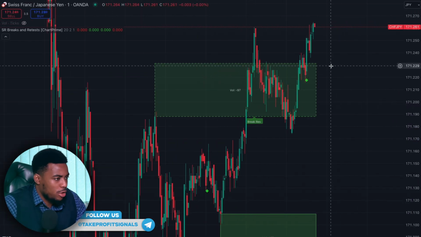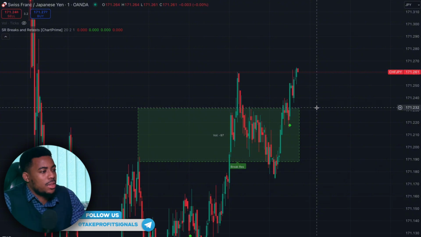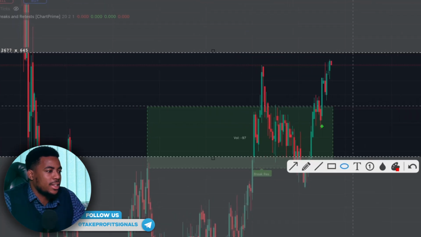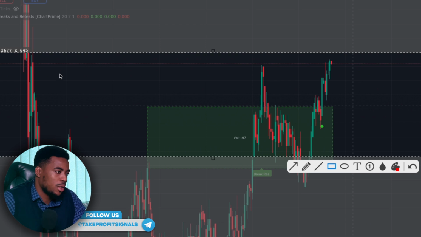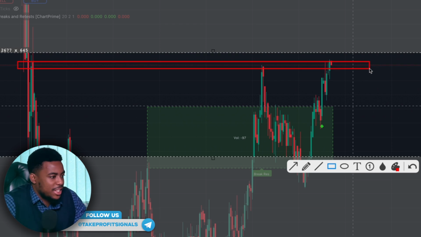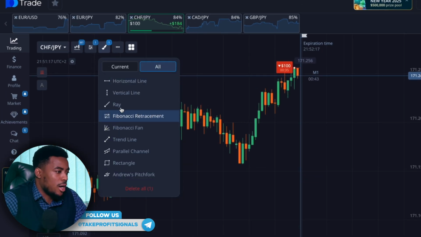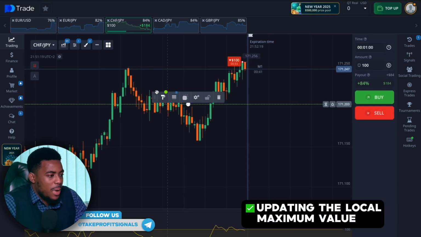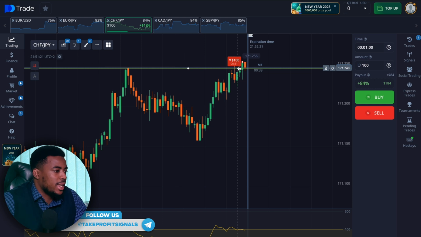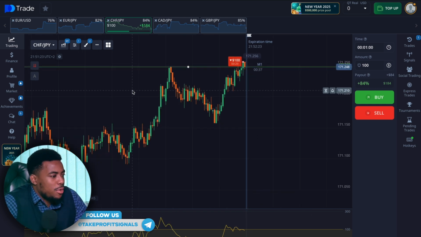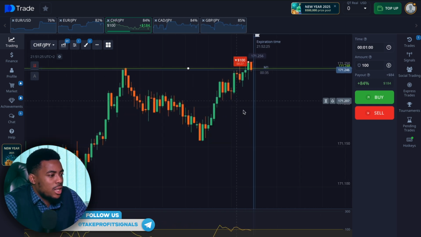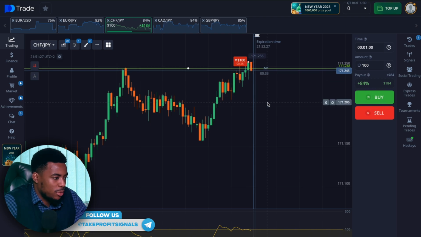Look, first of all, we have a level here. There is a level at the bottom and a level at the top. We draw it like this, a horizontal level respectively. Now we are updating our local maximum, which is in the zone. And this is very good because we are now removing liquidity before moving down.